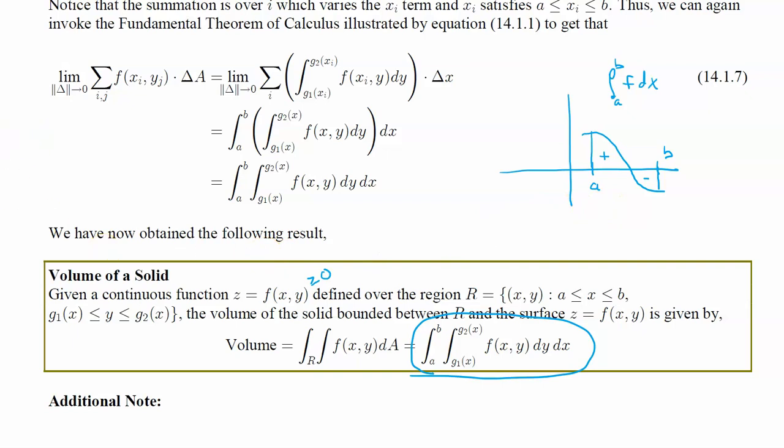Okay, so anyway, here's what the result states. If we're given a positive function defined over a region R, the set of x comma y where x is between a and b and y is between two functions, the volume of the solid bounded between R and the upper surface z equals f of x comma y is given by this quantity right here. Now we actually have to look at some examples to see how we actually calculate that. It's not really that hard, so we'll look at an example soon where we calculate that.